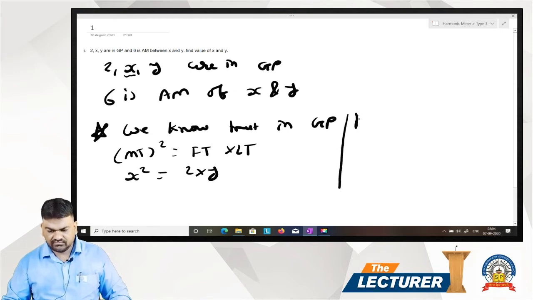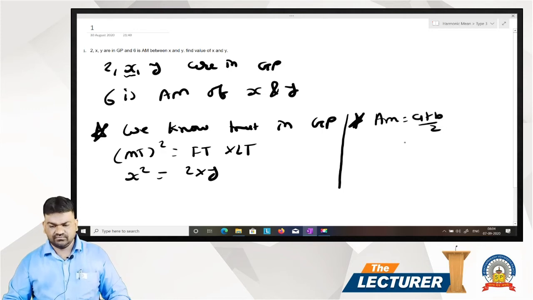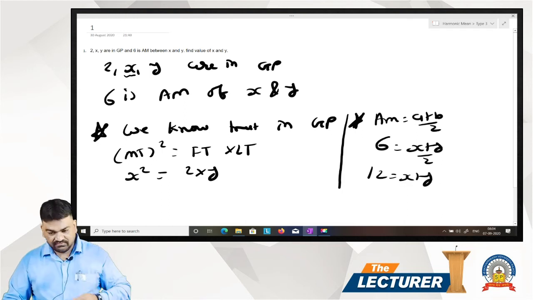Now next, what is arithmetic mean? Arithmetic mean is equal to a plus b divided by 2. Here given that 6 is the arithmetic mean of x and y. So 6 equals x plus y divided by 2. 2 goes to the other side and multiplies. x plus y is equal to 12.